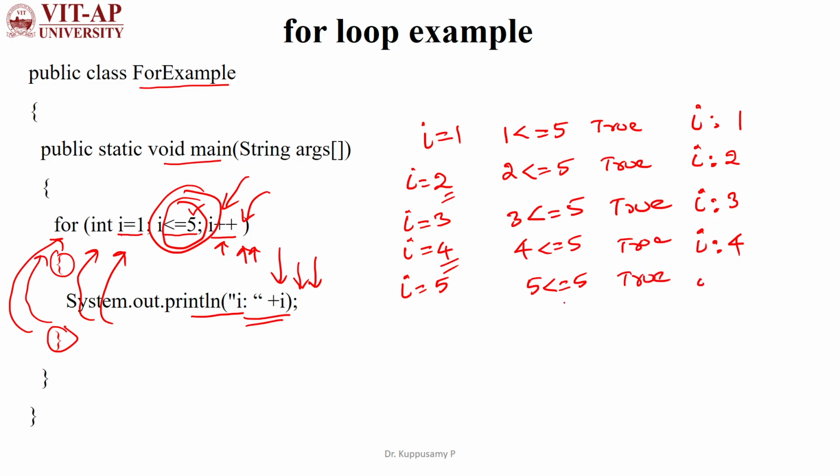Once it is true, it gets inside the for loop. So here i is printed, "i:" 5. Again i is incremented, i equals 5 plus 1, 6, again going back. When it is going back, now it is checking 6 less than or equal to 5, which is false. Once it is false, it will not get inside the for loop, it will come out of the for loop. There are no other statements, so the program will stop. So here the for loop is executed until the condition value is 5.